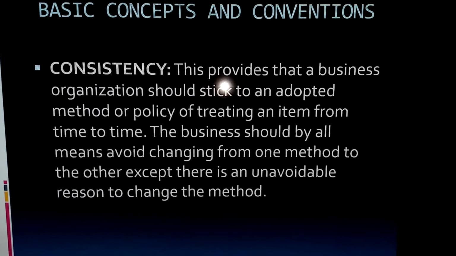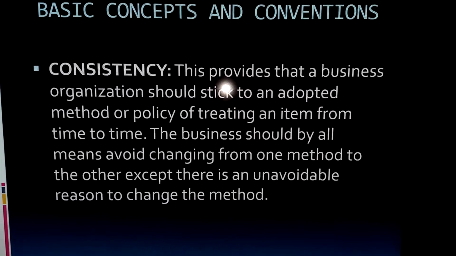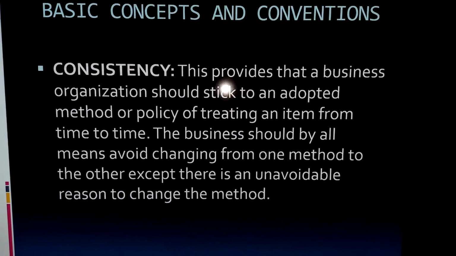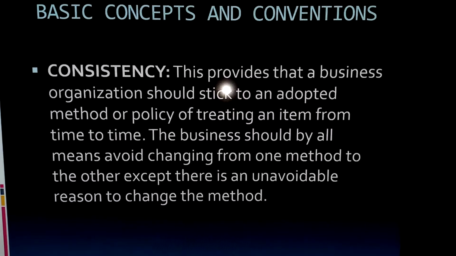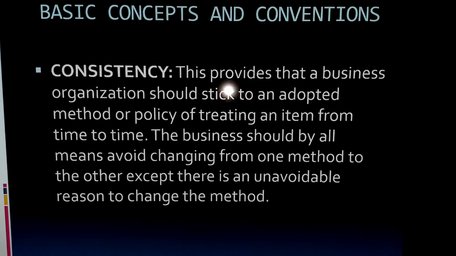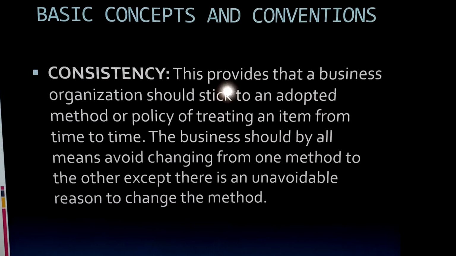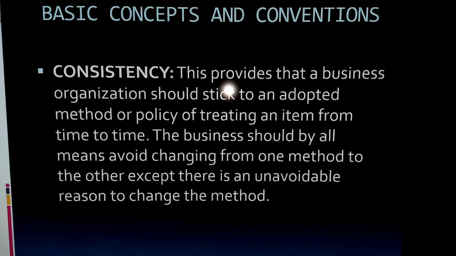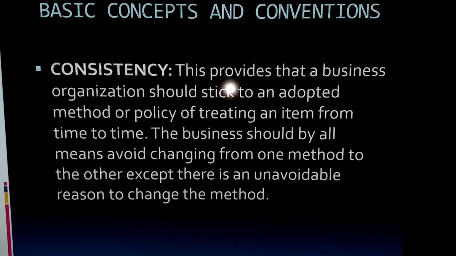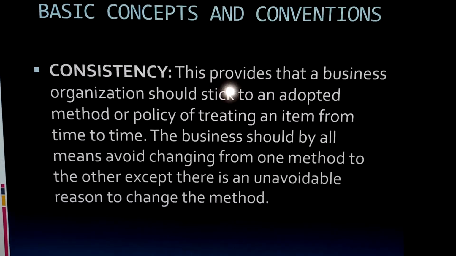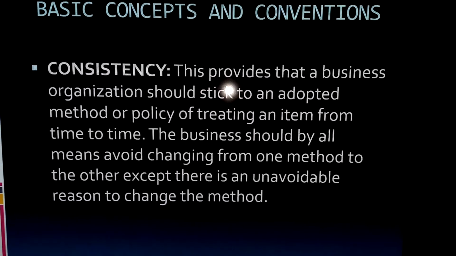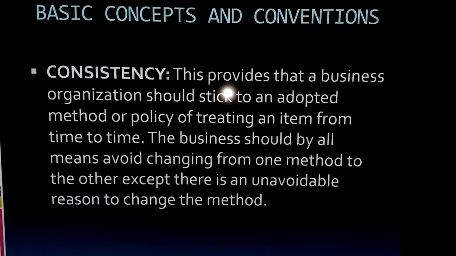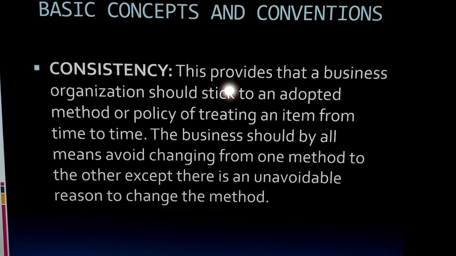For instance, depreciation. For depreciation, we have various methods: straight line method, reducing balance method, revaluation, sum of the year digit, unit of output method. So whatever method you are adopting for a particular item or a particular asset, it is expected that you continue with that method over a long period of time. So you do not just switch, use this method today for this asset, then the next year you use another method. It is against this concept.